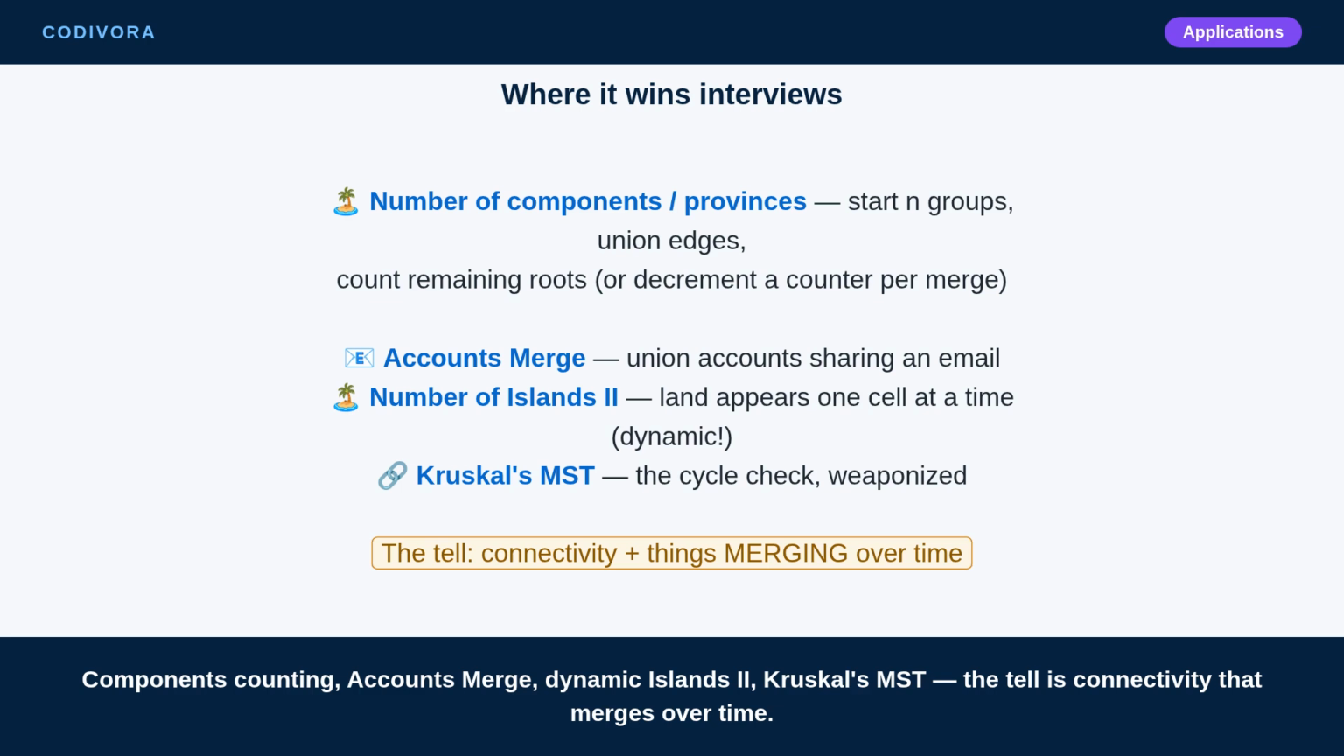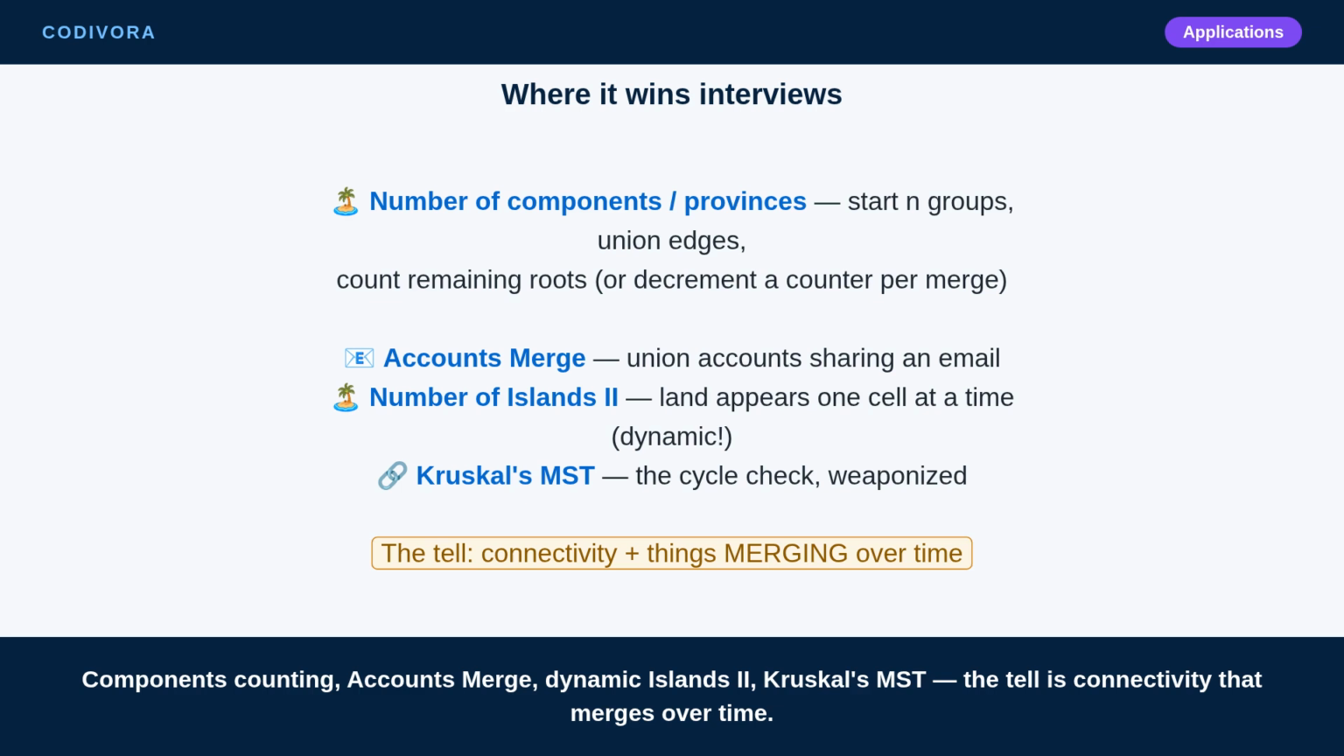Accounts merge: union any two accounts sharing an email, and groups become people. Number of islands 2, the dynamic version where land appears cell by cell, is union find's home turf. DFS would reflood every time. And Kruskal's MST is the cycle check weaponized.